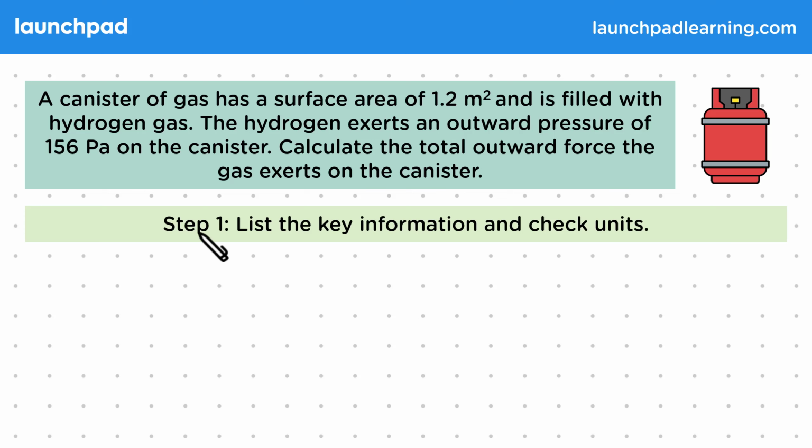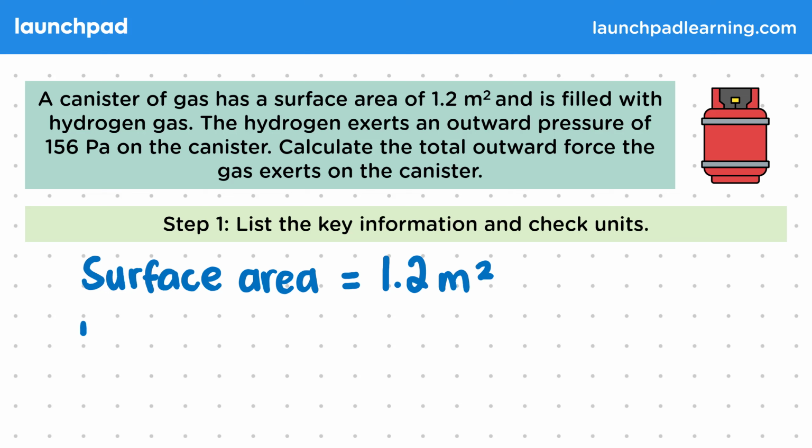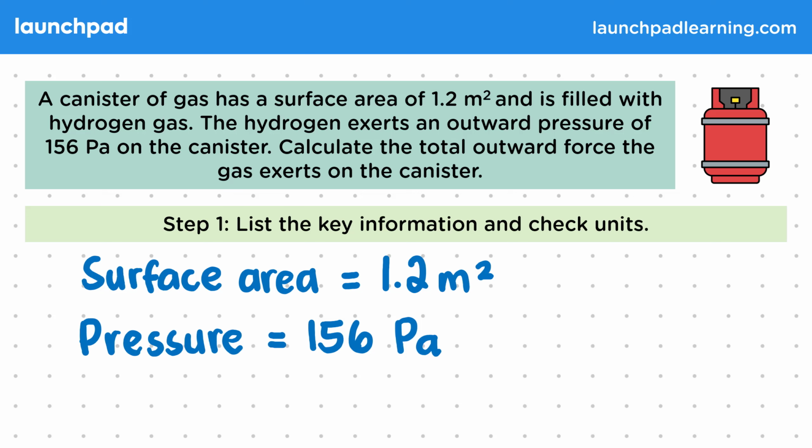So for step 1, let's list the key information and check the units. The surface area is equal to 1.2 meters squared, and the pressure is equal to 156 pascals, and we want to calculate the total outward force.